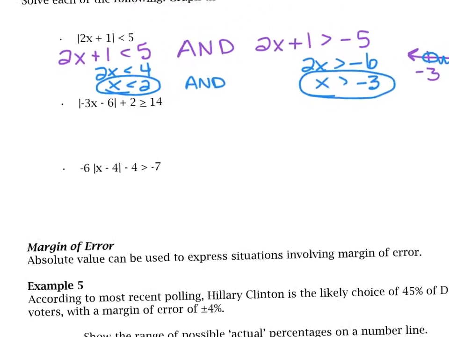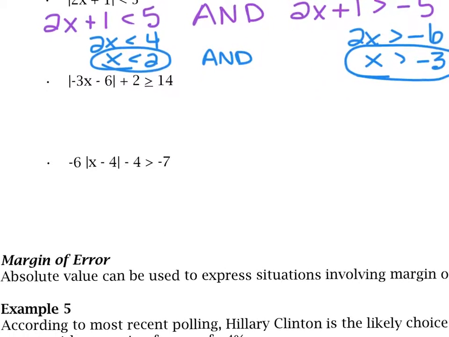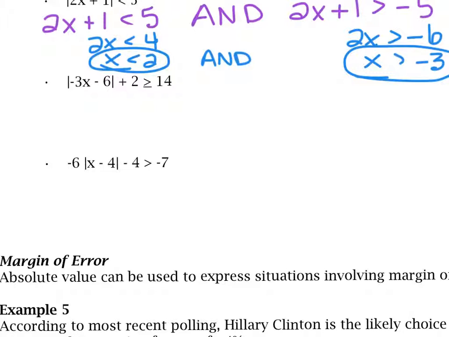All right, on this next example, notice I'm not starting with just plain old absolute value over here on the left. I have this extra plus 2 here. Before I split and write my two separate problems, I do need to move that 2 over to the other side. So I'm going to start by doing minus 2 and minus 2. Okay, so this is still absolute value of negative 3x minus 6 is greater than or equal to 12. Okay, and now I can split and write my two different inequalities.